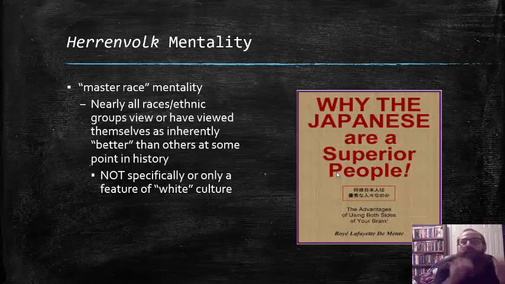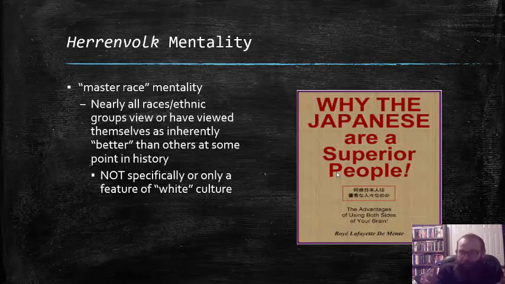Keep in mind, nearly all races or ethnic groups view or have viewed themselves at some point in history as inherently better than others. Although in the modern idea, this is most often associated with white people or white culture, it is not specifically or only a feature of white culture. It is a feature that has manifested and expressed itself at various times, again, among nearly all races or ethnic groups.